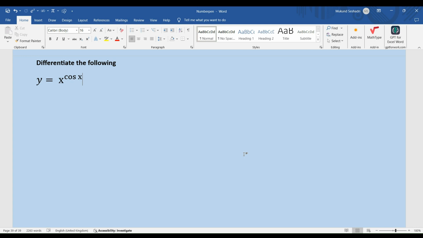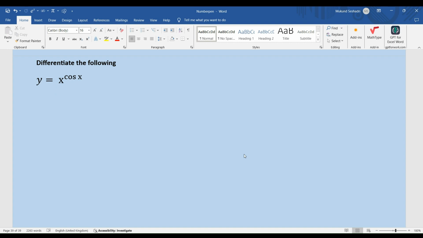So there we have the problem on our screen. Differentiate the following: y equals x to the power cos x, right? So here we have a function of the type y equals f of x to the power g of x, right?